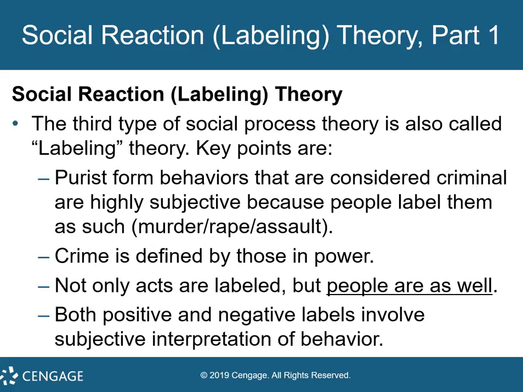Now we're going to talk about the last of the three, social reaction theory or labeling theory. So the third type of social process theory is also called labeling theory. And here's some of the key points.